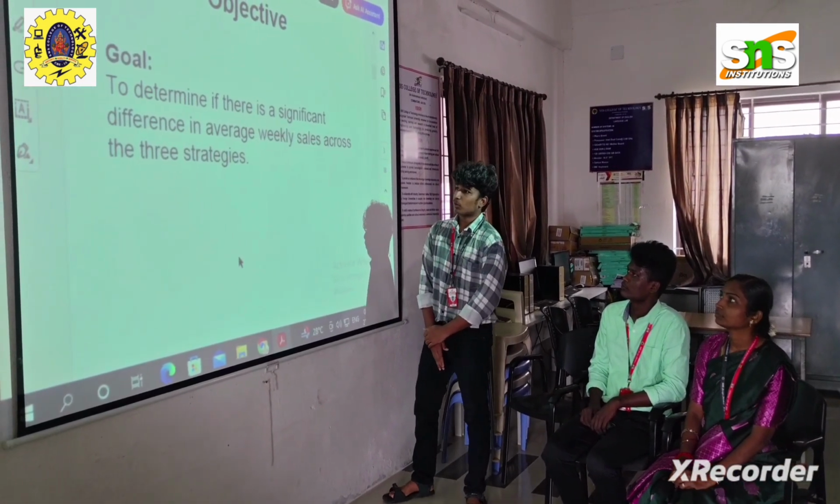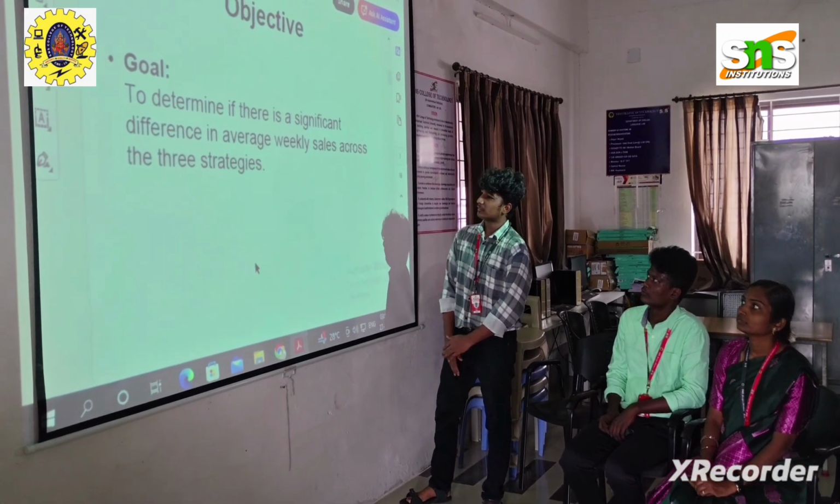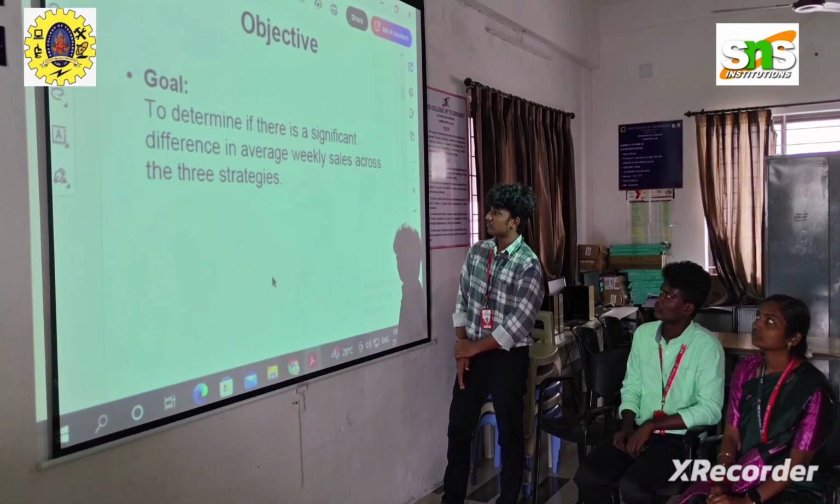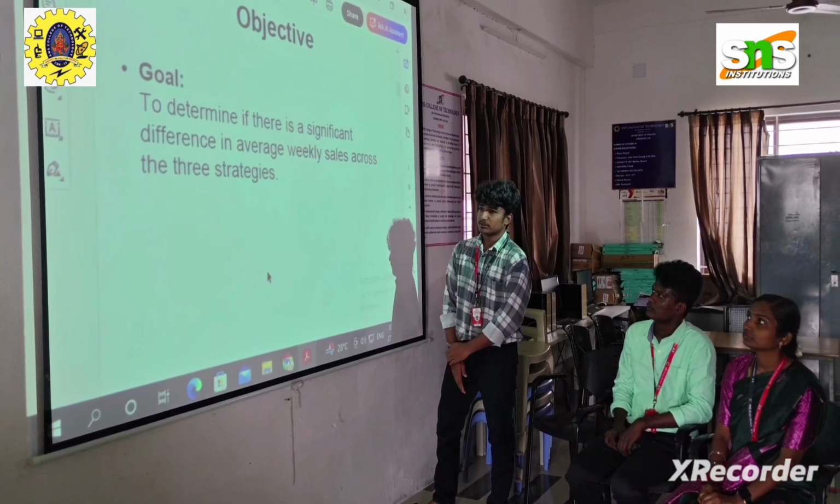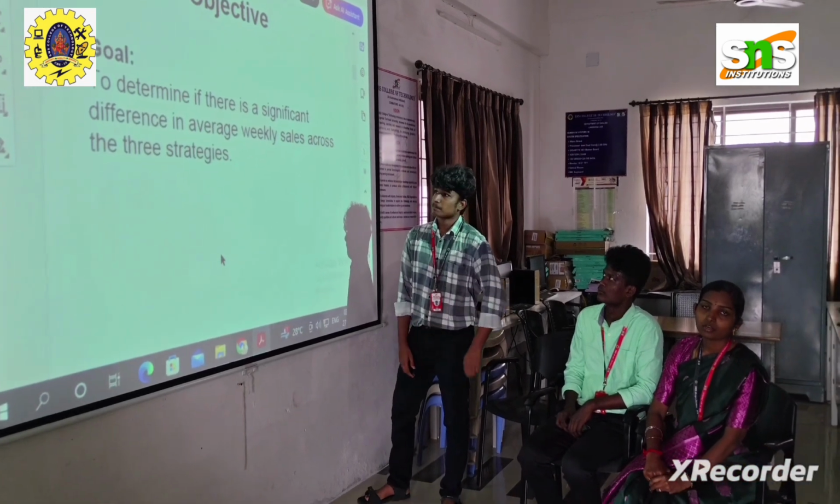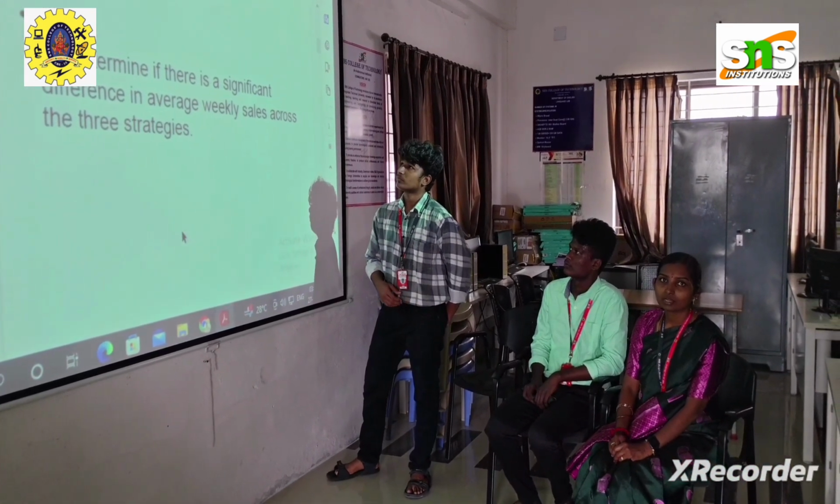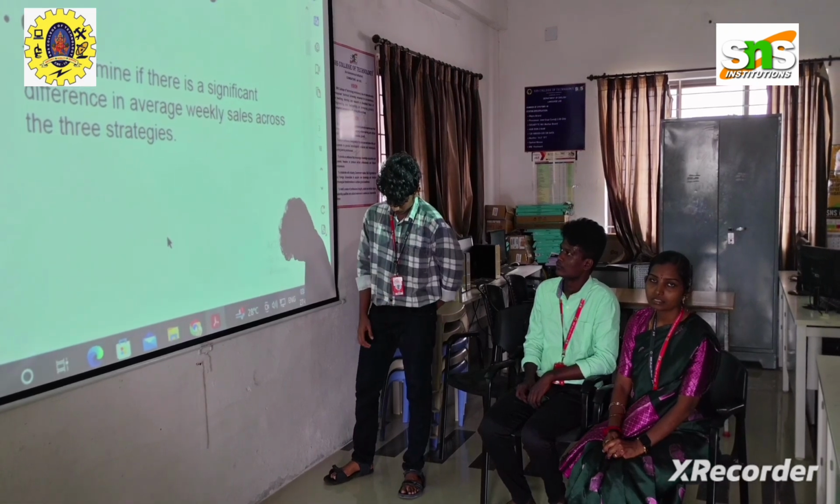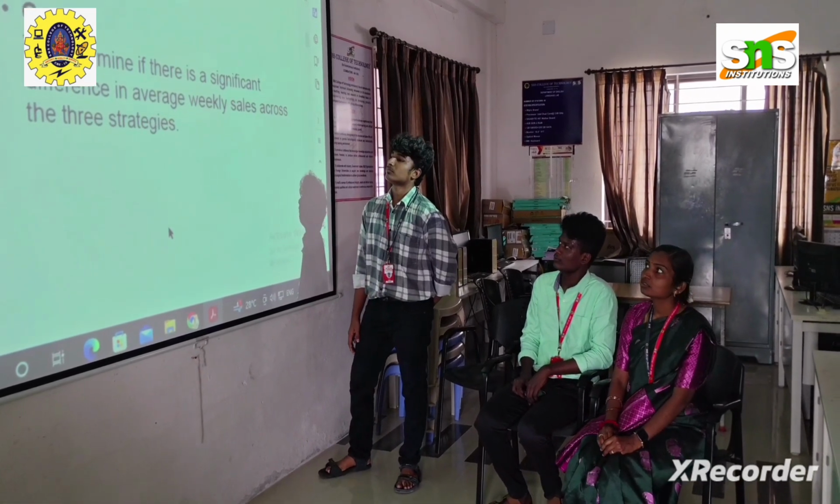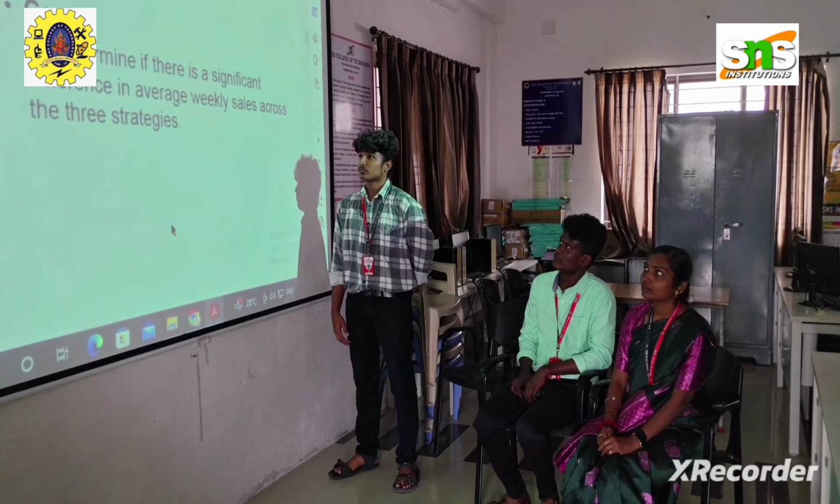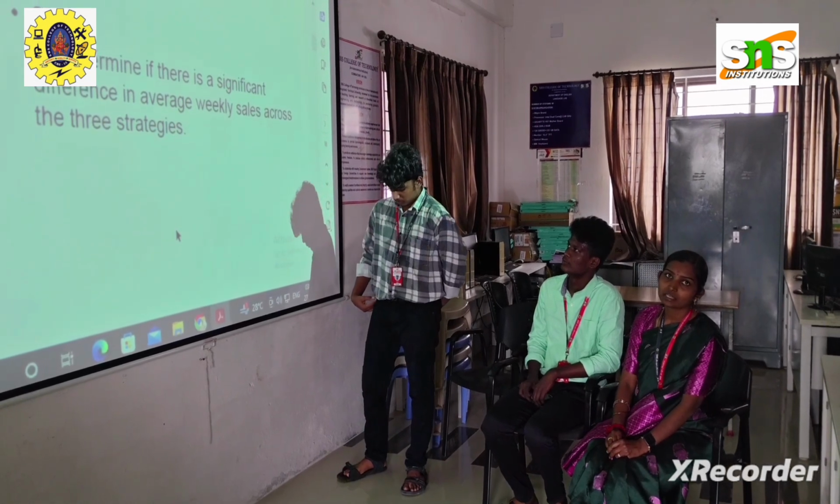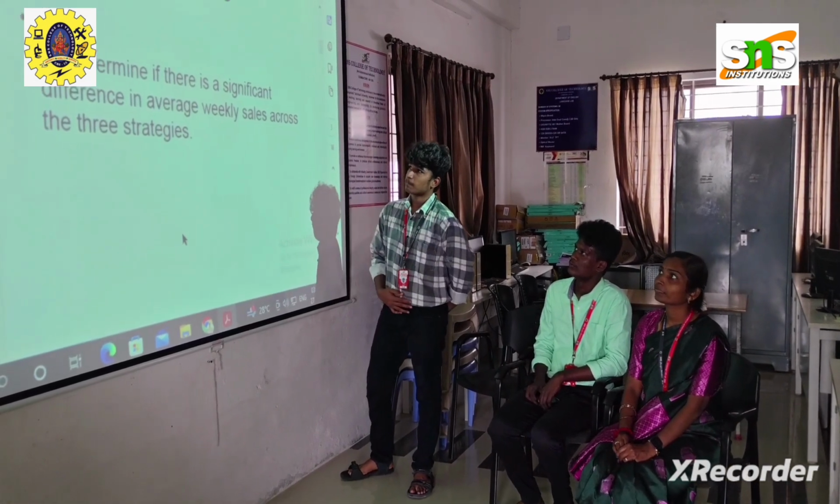Now the objective. Goal: to determine if there is a significant difference in average weekly sales across the three strategies. So this is our goal or objective or the hypothesis which we fix for the one-way ANOVA classification. We have said that we want to determine if there is any significant difference between the average weekly sales on the three strategies.